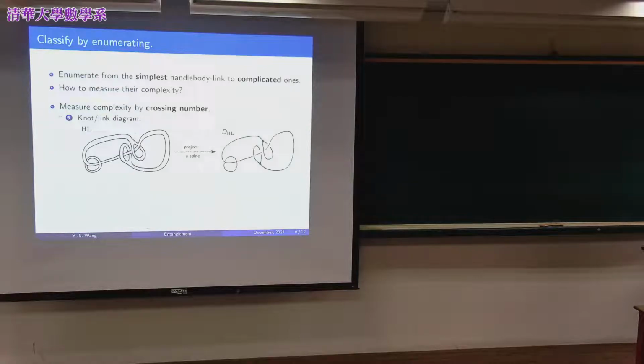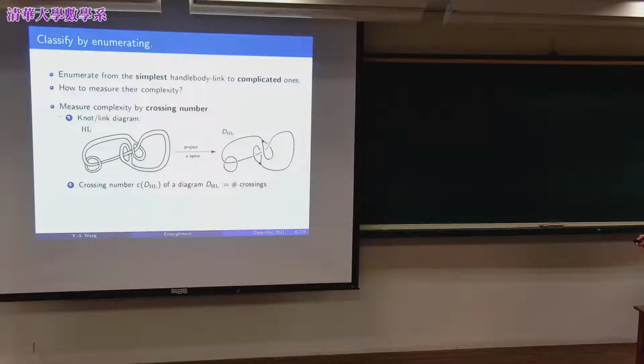So that's the definition. It's very intuitive. Here we have a handle-body link. You consider the spine of the handle-body link, and then you project it to two-dimensional space. Of course, you will get some intersections, and you replace each intersection using this broken arc diagram, which means that the unbroken part is above the broken part. In this way, you can restore the original handle-body link. We call this a link diagram, and we call this a crossing. So you can count the number of crossings, and that will be the crossing number of the diagram.